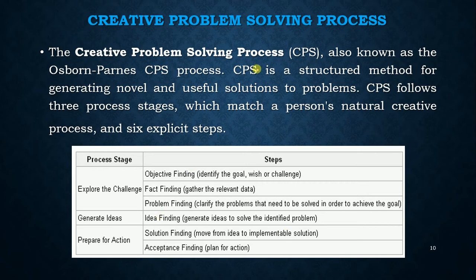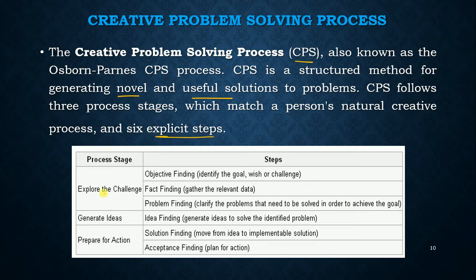Creative problem solving process, what is called CPS, is also known as the Osborn-Parnes CPS process. The CPS is a structured method for generating novel and useful solutions to the problem. CPS follows three process strategies which match a person's natural creative process, and six implicit steps are involved.